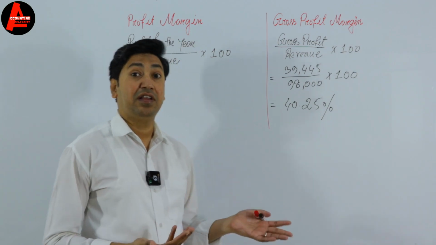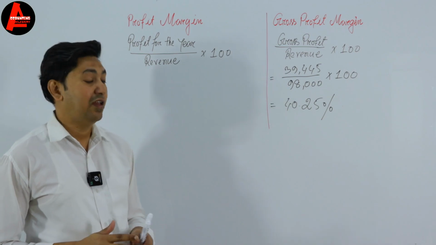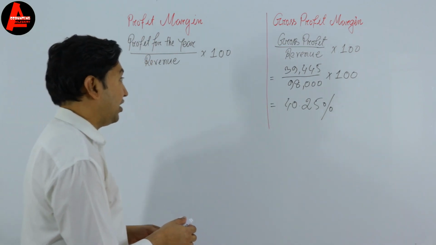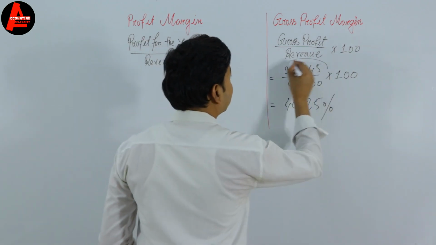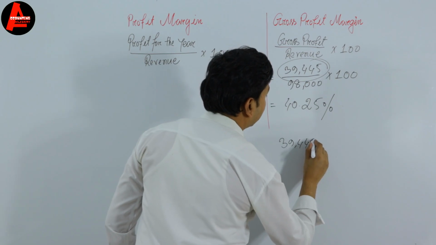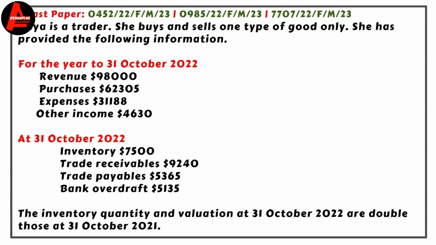Okay, now in this lesson I will not show how to calculate gross profit. Okay, so we calculated gross profit in the last tutorial. It was 39,445. Okay, so here on the question we have expenses 31,188 and other incomes $4,630. Okay, so now we will add other incomes.